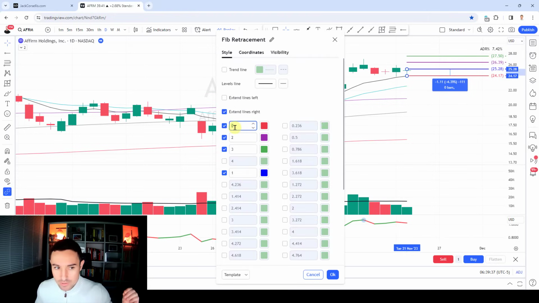Go style. So 0 is going to be your stop loss level. 1 is going to be your entry. 2 is going to be 1 times your stop loss, wherever that may be. You can move it up, and 3 is going to be 2 times your stop loss.